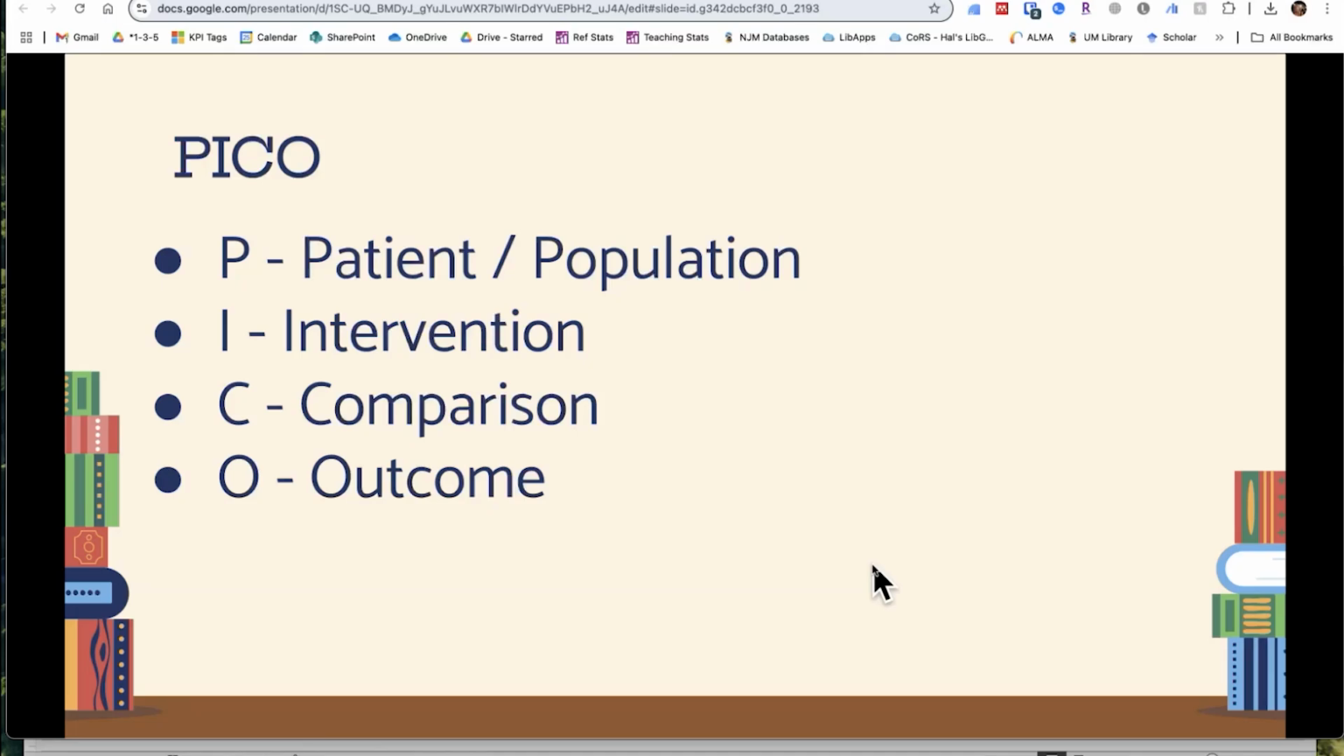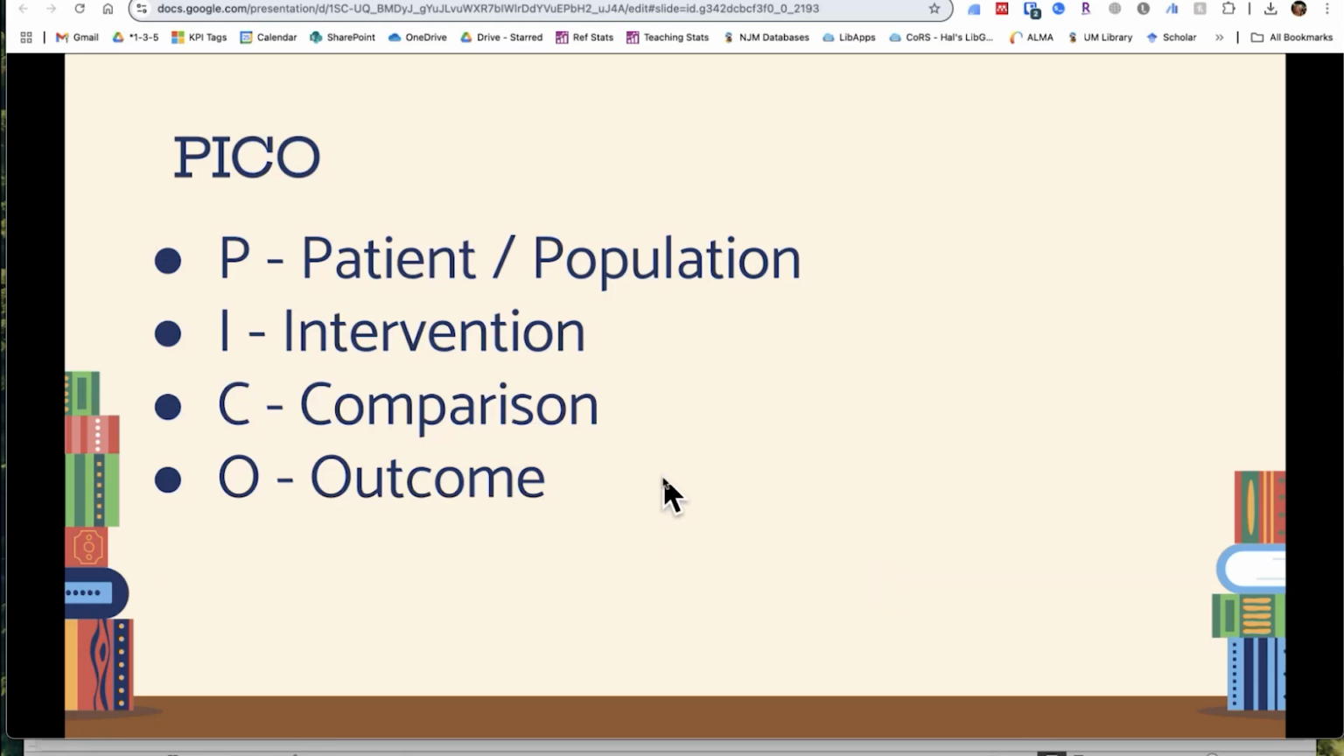So P stands for your patient or your population. I is your intervention. So what new thing is being introduced into your environment? Is it a new drug? Is it a new way of treating a disease? Is it a new strategy, a new program? What's being introduced into the system?